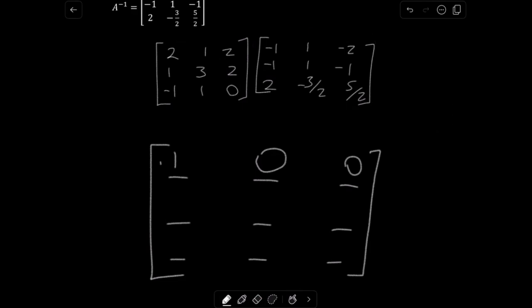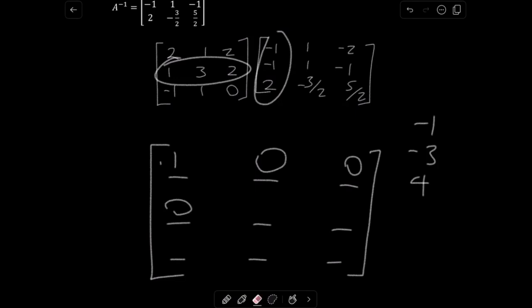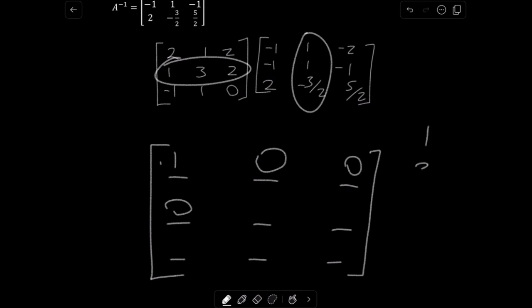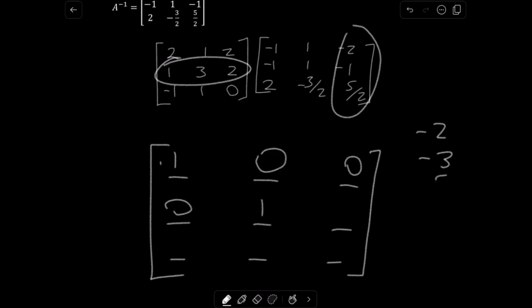Excellent. Let's go for row 2, column 1. So we're going to get minus 1, minus 3, 4, 0. The next one, I expect to get positive 1. So let's check. We're going to get 1, 3, minus 3. Add those up. There's our 1. And then we're going to get minus 2, minus 3, and 5, 0.